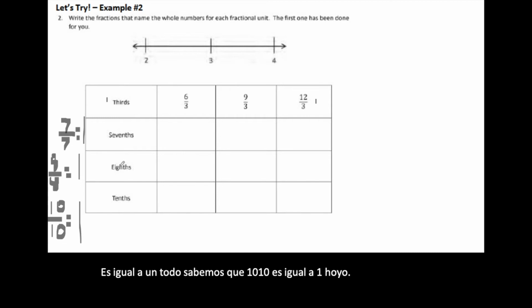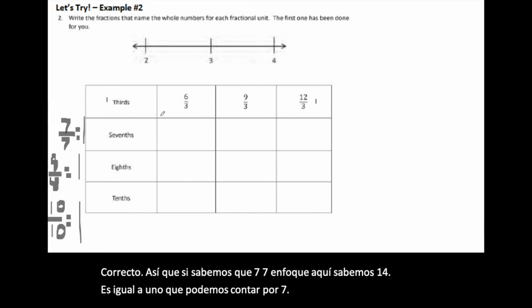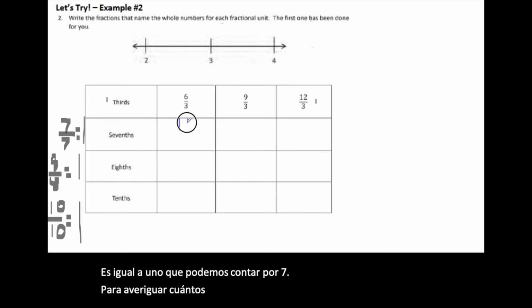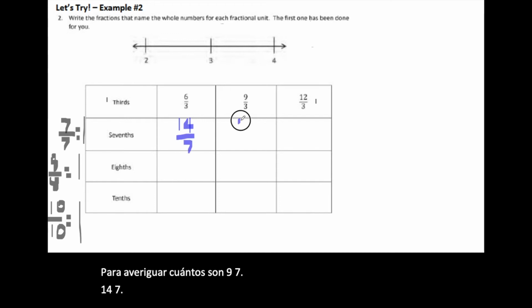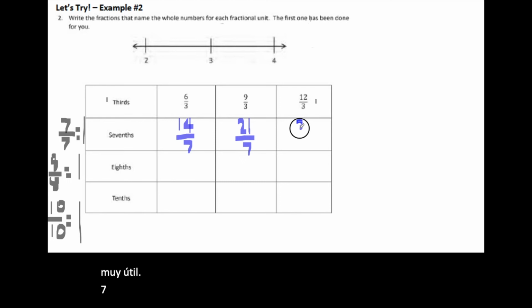Great. So if we know that 7/7 equals 1, we can count by sevens to figure out how many are 2. 7/7, 14/7. What's 7 more? 7, 14, 21/7. This is where our skip counting and knowing our multiplication is going to be so helpful. 7, 14, 21, 28/7. If you're having a hard time with this, you can always fill in your number line.